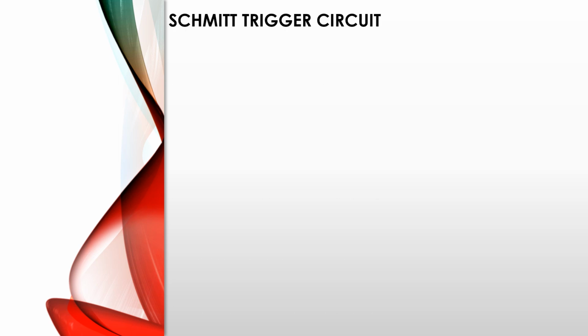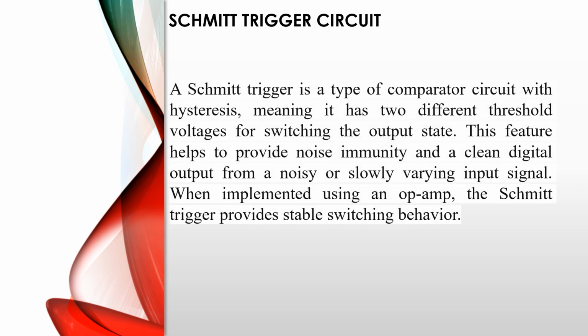So what is the definition of Schmitt trigger circuit? A Schmitt trigger is a type of comparator circuit with hysteresis. What is the meaning of hysteresis? It has two different threshold voltages for switching the output state. This feature helps to provide noise immunity and a clean digital output from a noisy or slowly varying input signal. When implemented using an op-amp, the Schmitt trigger provides stable switching behavior. So this is the proper definition of Schmitt trigger circuit.